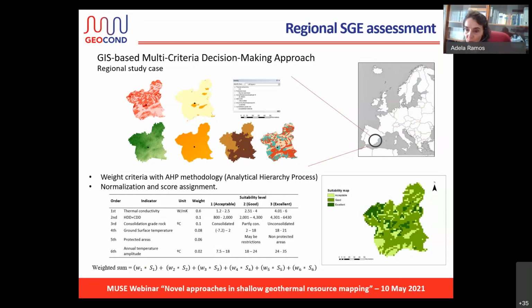And just concluding, just to say that this approach provides a tool that can be applied also in other regions contained in the pan-European thematic maps here presented. And it can be also completed and supported by additional regional spatial information as well.